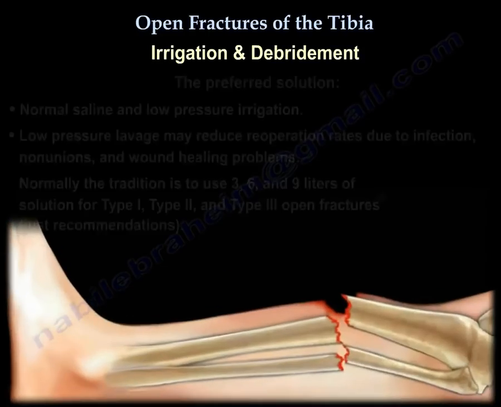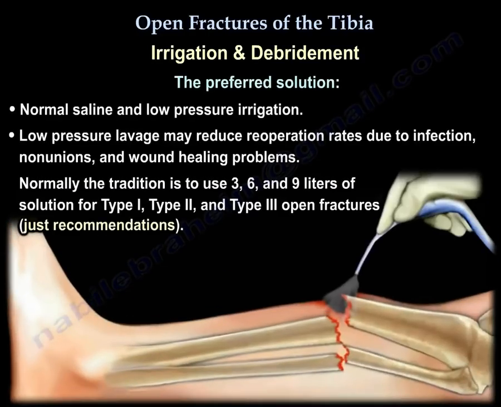The preferred solution for irrigation and debridement is normal saline and low-pressure irrigation. Low-pressure lavage may reduce reoperation rates due to infection, nonunions, and wound healing problems. Traditionally, 3, 6, and 9 liters of solution are used for type 1, type 2, and type 3 open fractures. These are just recommendations.